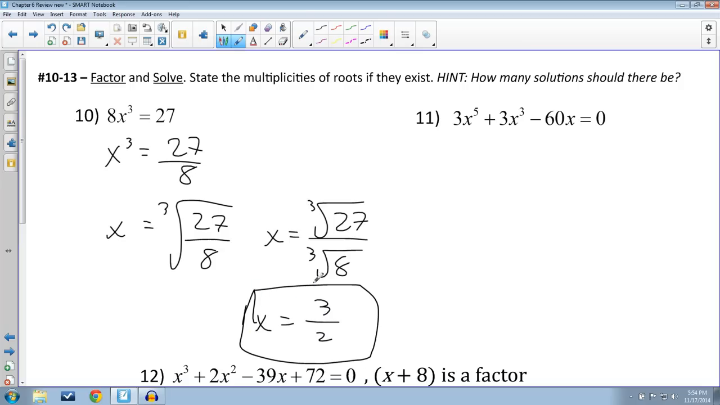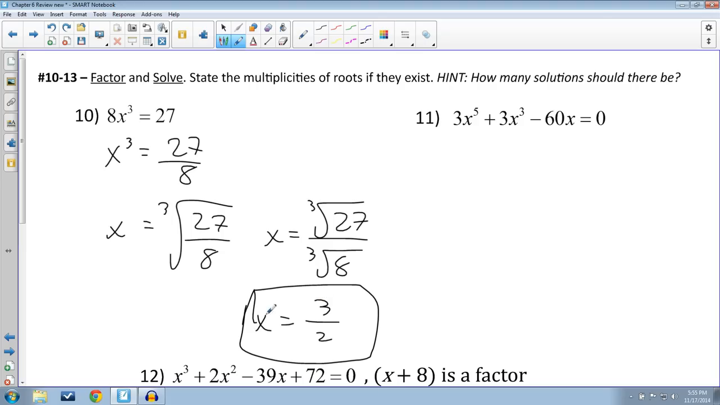Now, two things here. First of all, you might say, why didn't I put plus or minus? Well, because negative 3 halves cubed is negative 27 over 8. It's not positive 27 over 8. So it's not plus or minus. It's just the positive version if it's positive. If this was negative, then it would have been negative.